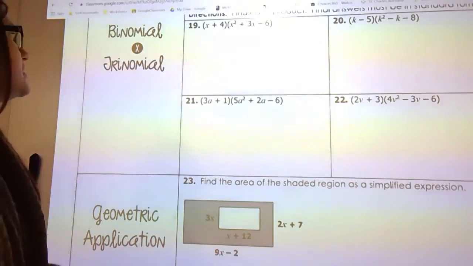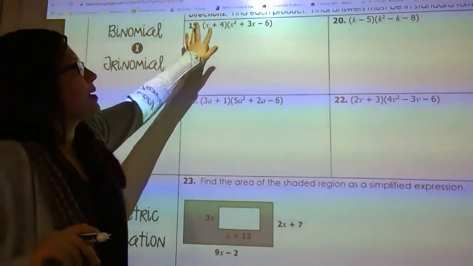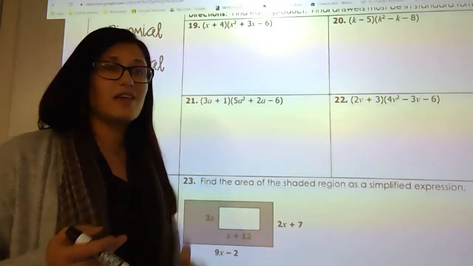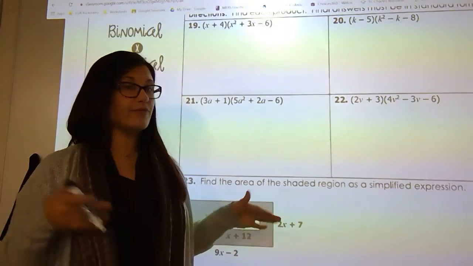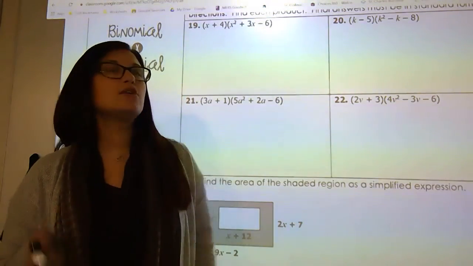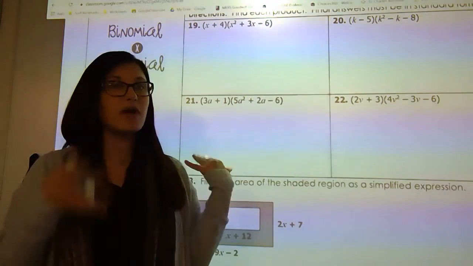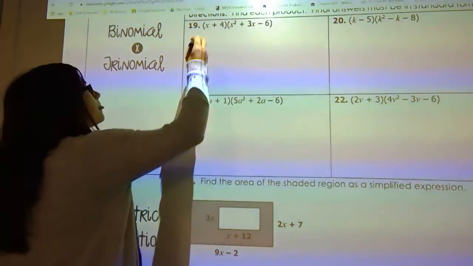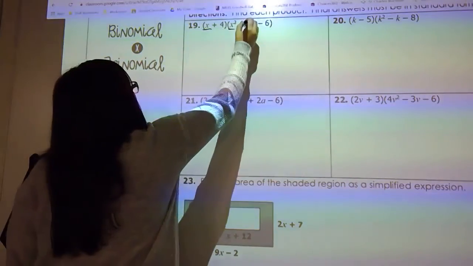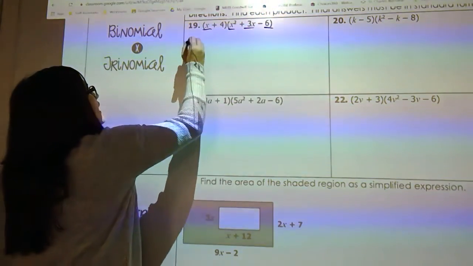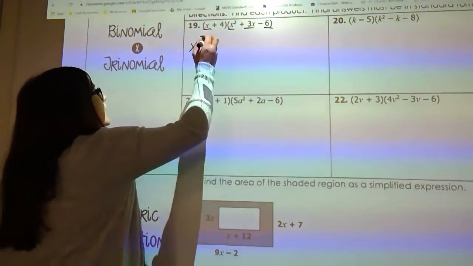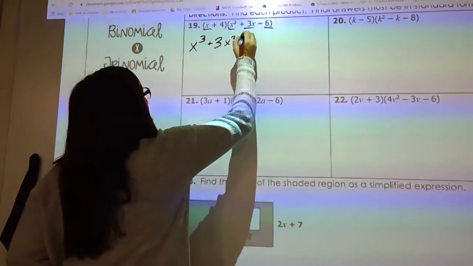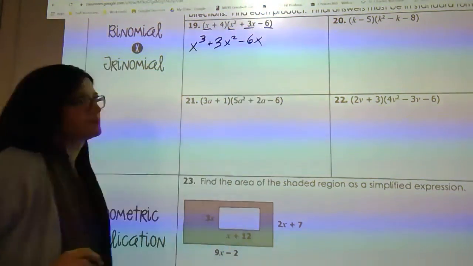All right, 19. Now you notice here, I've got a binomial out here, but I got a trinomial in here. So even though I can't use the nice, pretty acronym FOIL, I'm still going to be doing the same thing. I'm going to multiply everything by everything. So as long as you're keeping track, you're going to be okay. So first I'm going to take the x and multiply it by each piece. So x times x squared is x cubed. x times 3x is a positive 3x squared. x times negative 6 is a negative 6x.